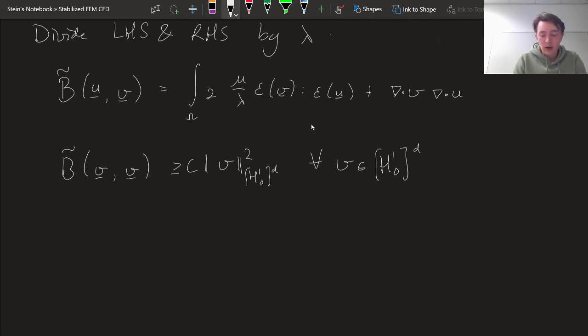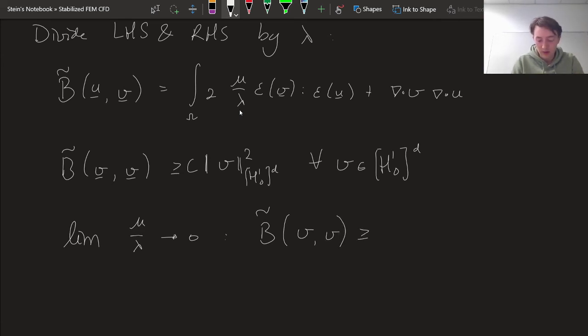So let's take a look at the above statement here. What happens if mu divided by lambda goes to 0? In the limit, we have b(v, v) larger than or equal to just the integral of the divergence of these functions squared. This is the only leftover term. This one is going to be 0. That's the only leftover term.